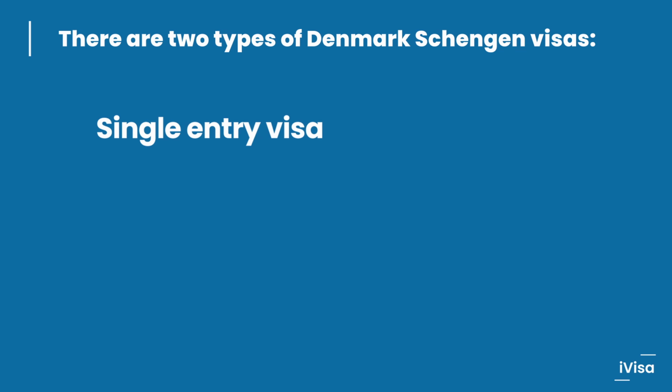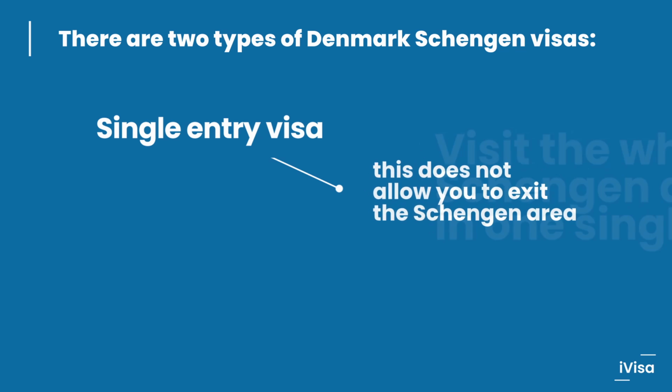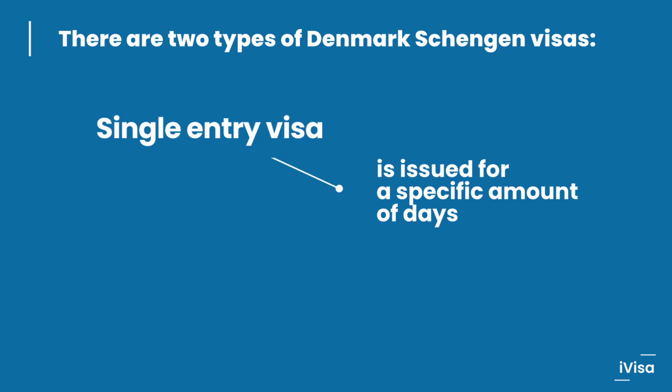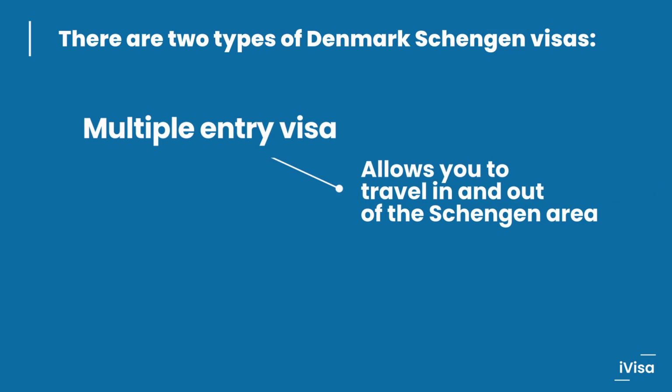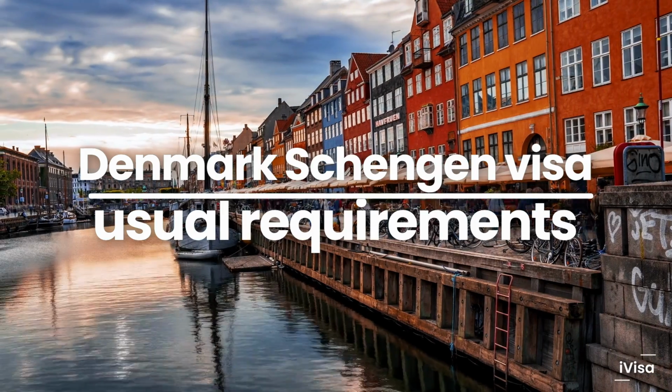There are 2 types of Denmark Schengen visas. The single entry visa, which allows you to visit the whole Schengen area in one single trip. But remember, this one will not allow you to exit the Schengen area and is issued for a specific amount of days. The other type is the multiple entry visa, which allows you to travel in and out of the Schengen area. Now let's dive into the usual requirements.